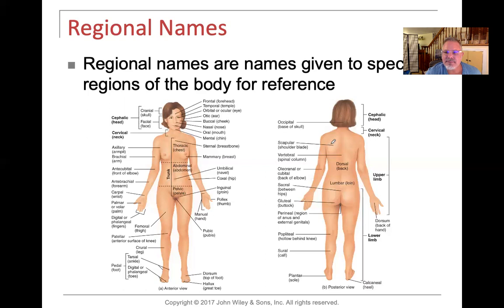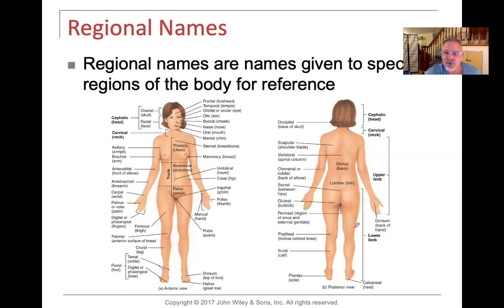Here's the scapula. Here's the vertebral column. The back is called the dorsum or dorsal. The lower back is called the lumbar region. The sacral region is here. The rump is the gluteal region, and when we do muscles, there'll be a gluteus maximus, medius, and gluteus minimus.